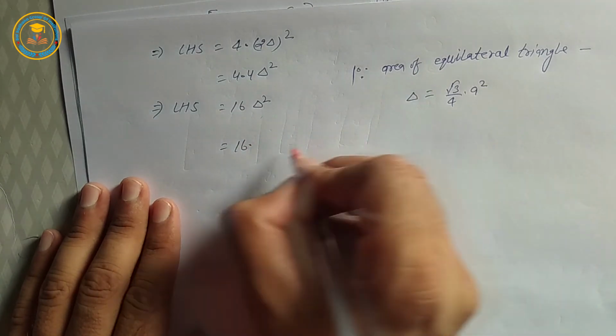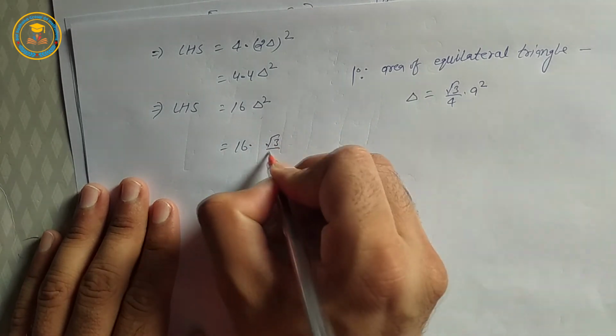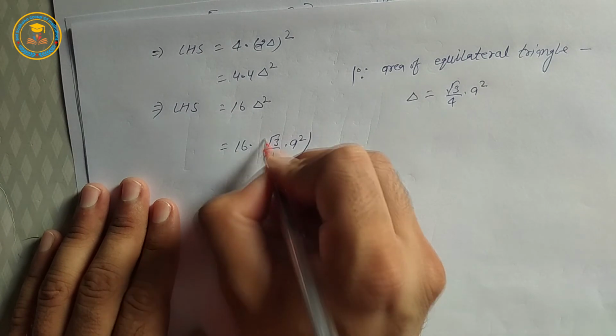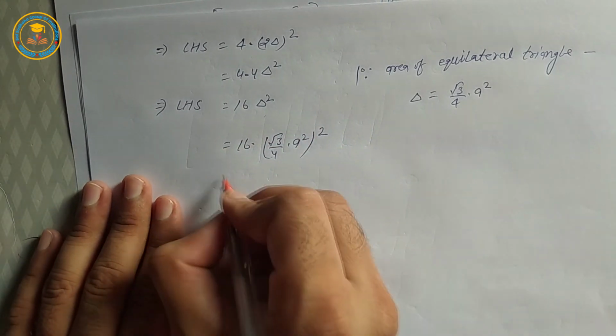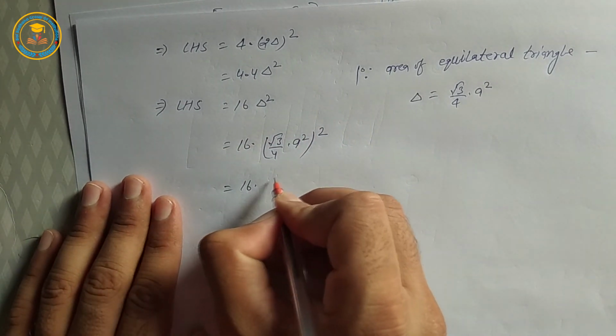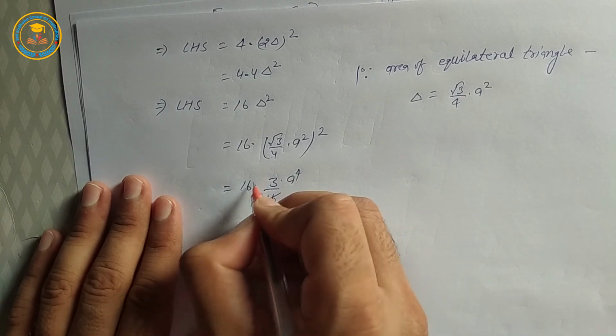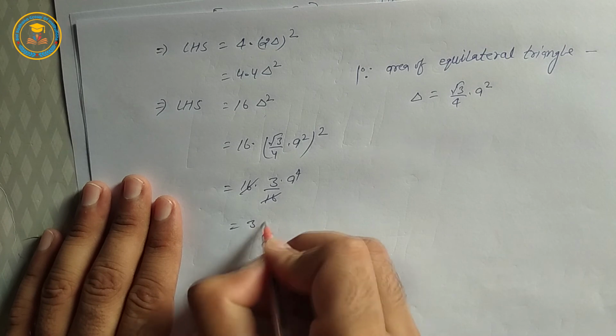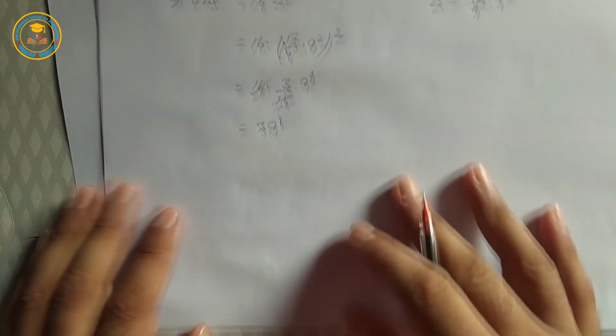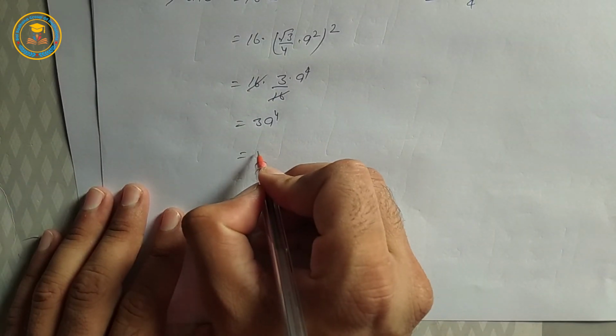is equal to 16 into del square, is equal to 16 into root 3 by 4 into a square, whole square, is equal to 16 into 3 into a to power 4 by 16, 16 cancel, is equal to 3 into a to power 4, is equal to right side.